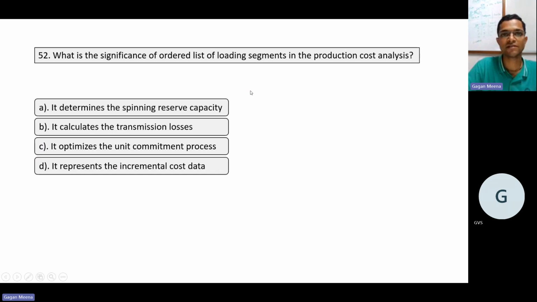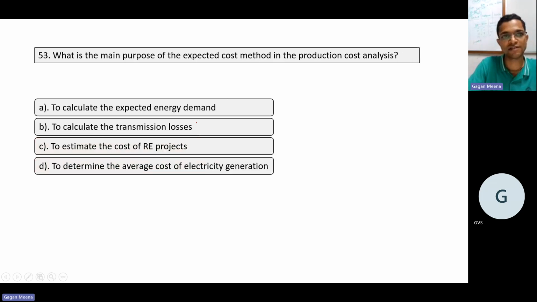What is the significance of ordered list of loading segments in the production cost analysis? It determines spinning reserve capacity, no transmission losses. It represents the incremental cost data and optimizes the unit commitment process. The ordered list represents this data only, and it helps us optimize the unit commitment process.